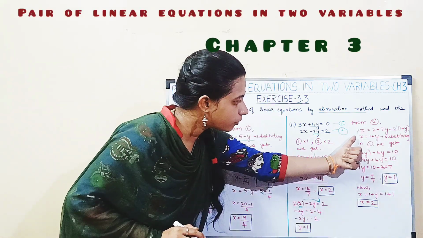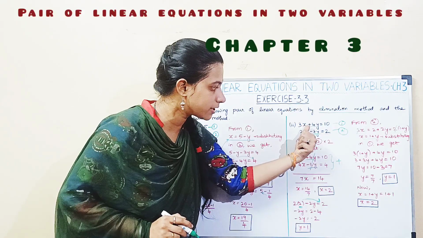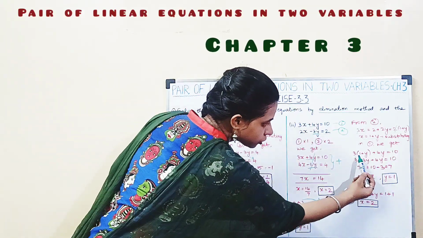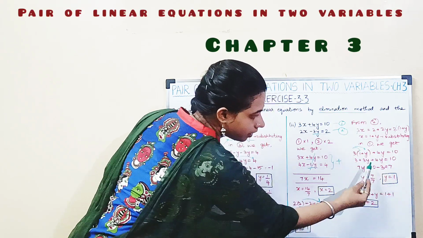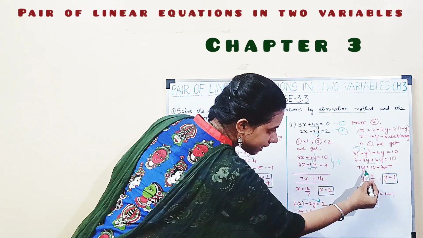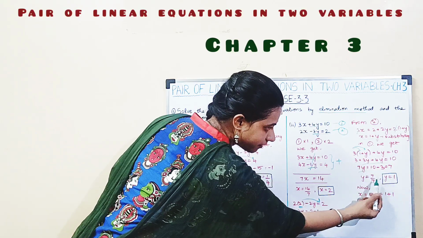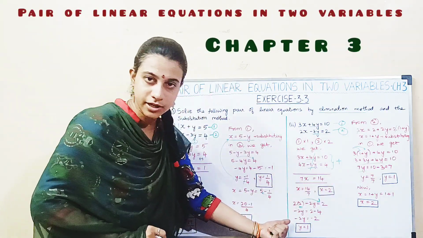This value we are going to substitute in equation 1. So 3 into 1 plus y, plus 4y is equal to 10. So 3 plus 3y plus 4y is equal to 10. 3y plus 4y will be 7y, and 10 minus 3 will be 7. So y equal to 7 by 7, which is nothing but y is equal to 1. That is what we obtained through the elimination method also.